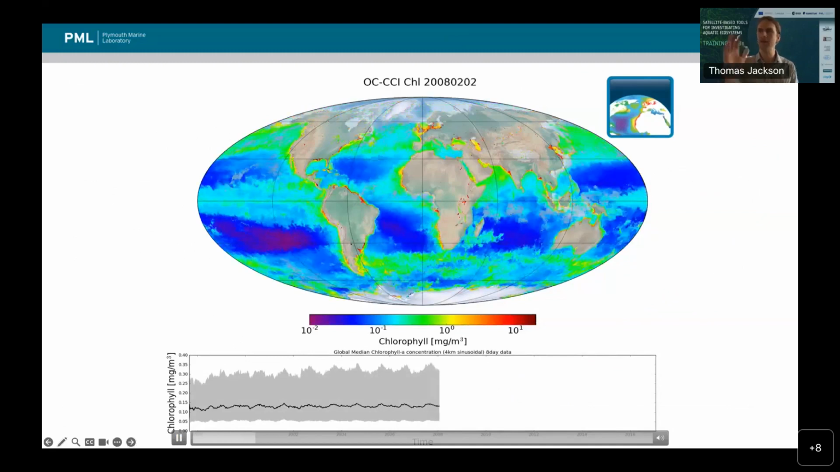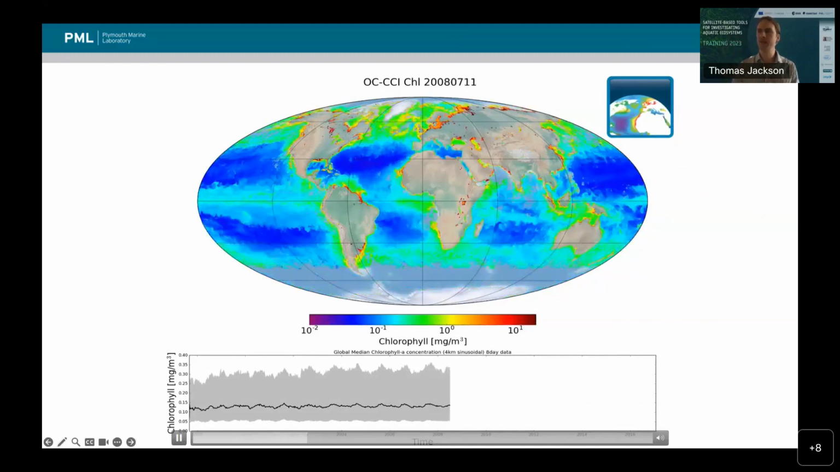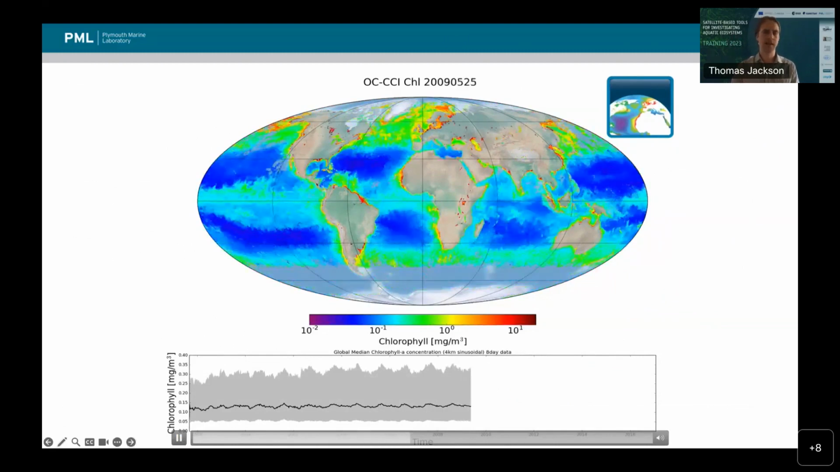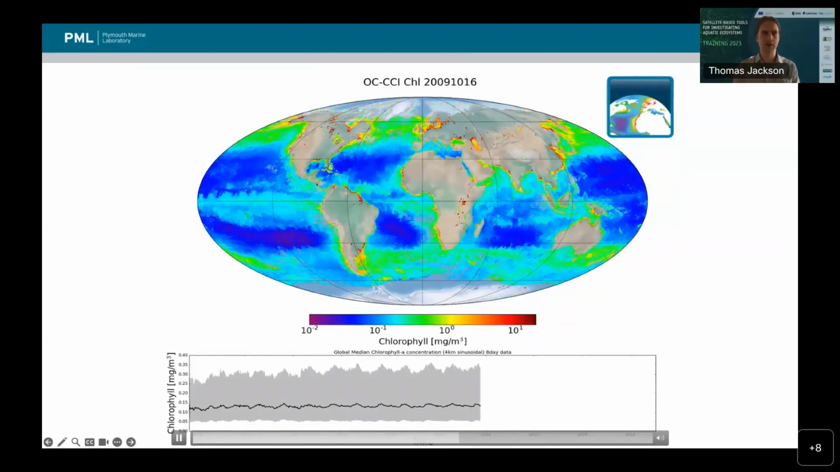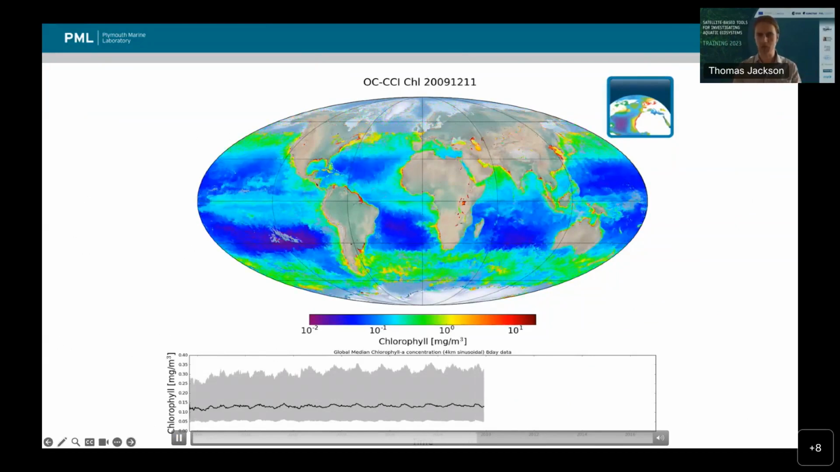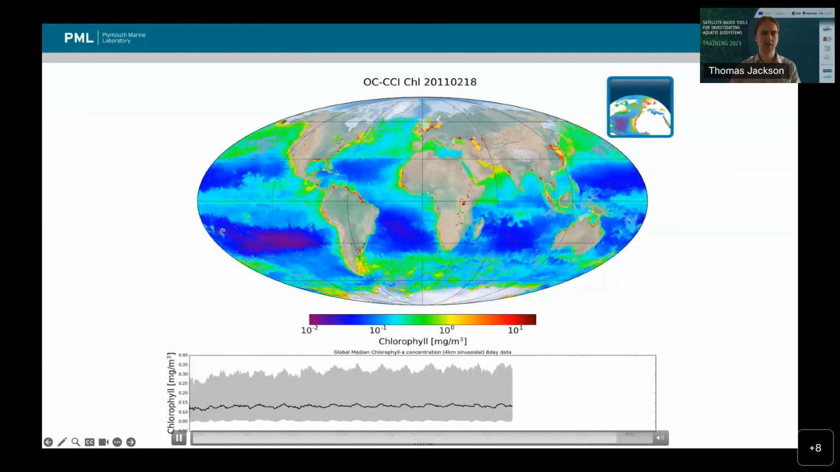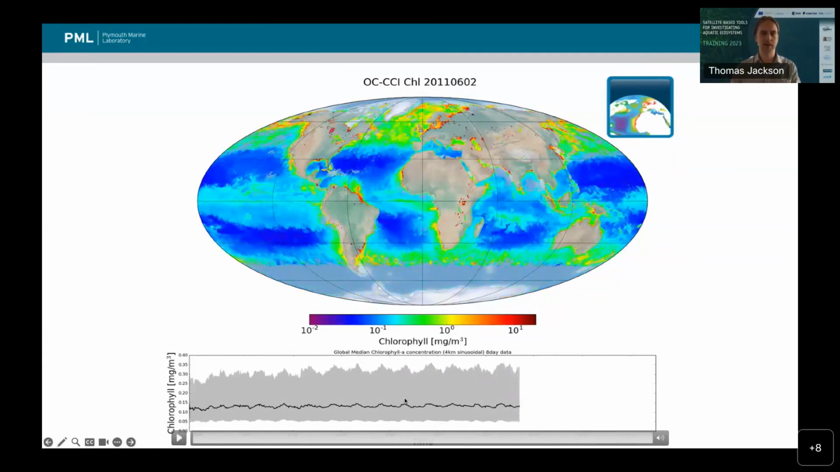So you can see the blooms in the northern and southern hemisphere. You can see local dynamics of upwelling off the coast of Africa. You can see the Amazon plume and all these sorts of things. And over the long time scale, this is the global median chlorophyll at the bottom. You can see that evolving over time. So we have this data set, and then we have to use it.